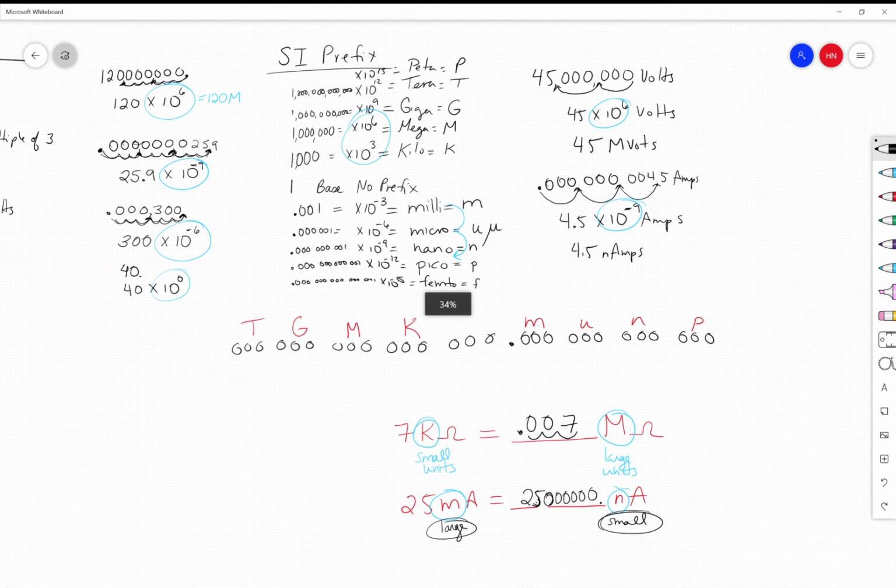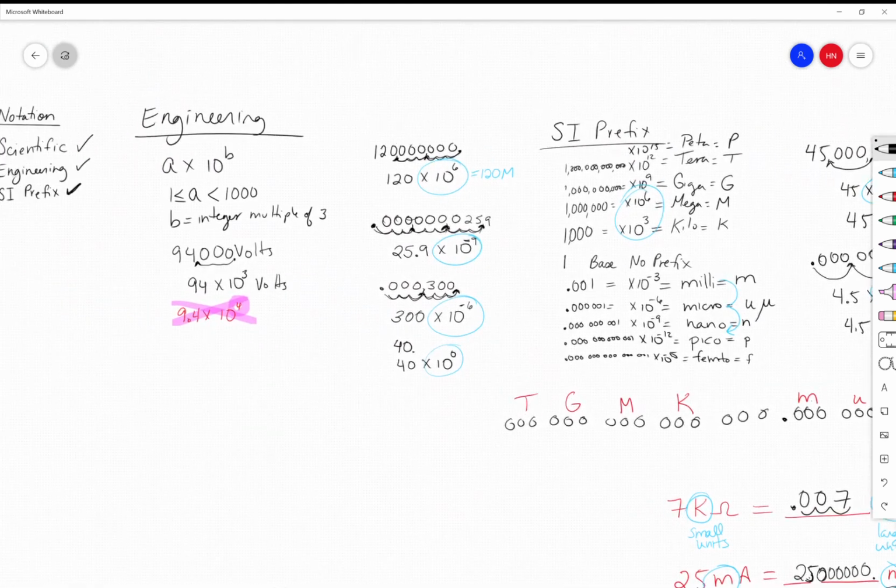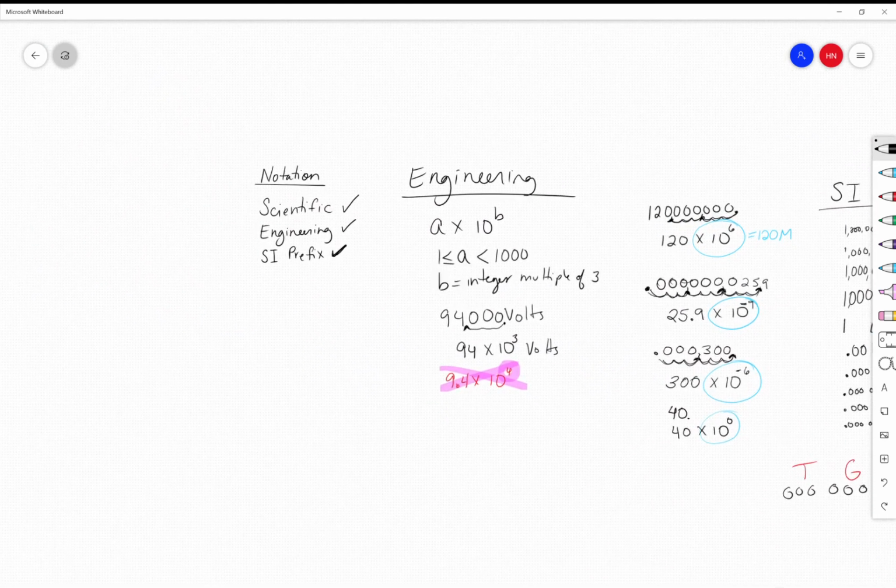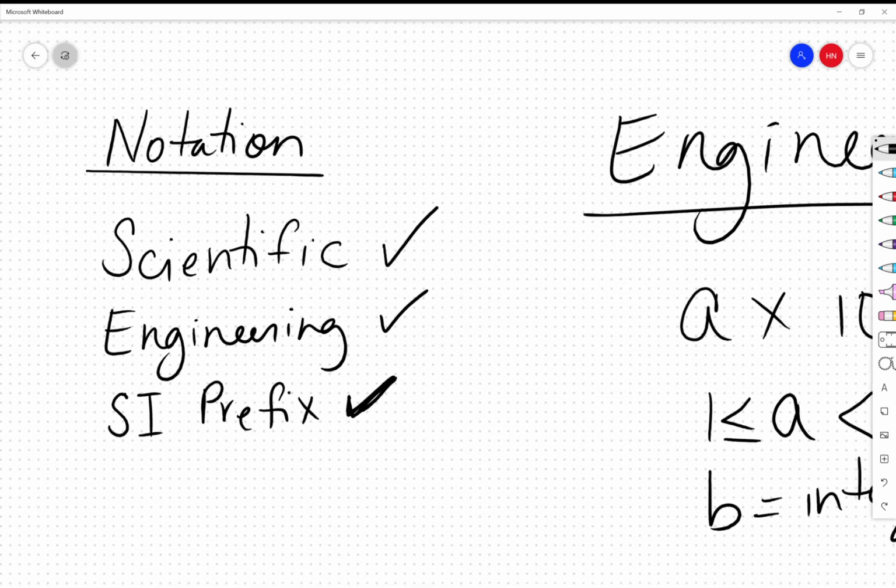So there you have it, folks. That was the lesson on scientific, engineering, and SI prefix notation.